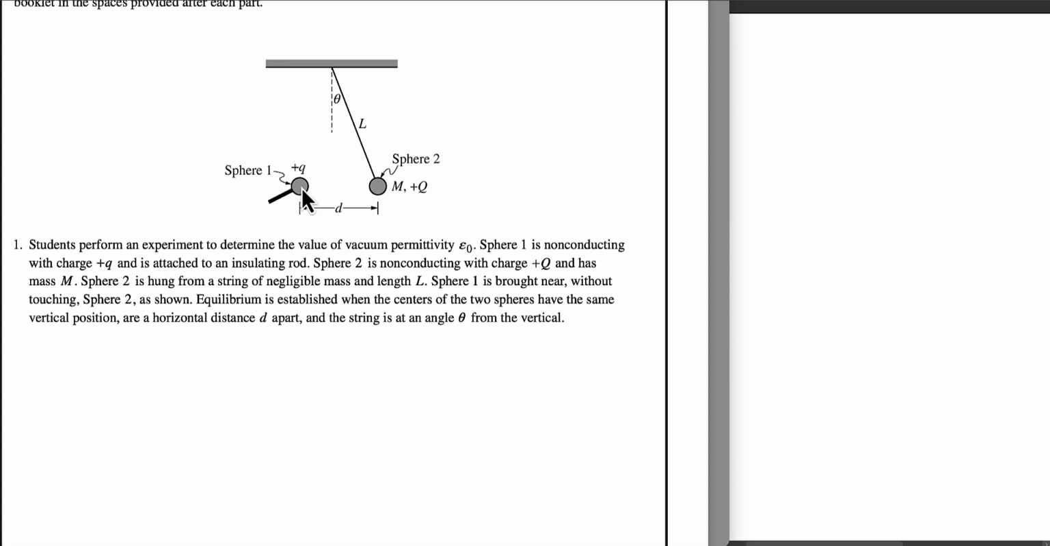So if you look at the picture, the center of sphere 1 and center of sphere 2 are at the same level. Okay, so that guarantees that the force between the two spheres is along the horizontal direction. So in this case, sphere 1 will apply a repulsion on sphere 2 to the right. Okay, so we can use that for the free body diagram. And the distance between the two centers is d, and the string is at an angle theta from the vertical, so that's the angle theta.